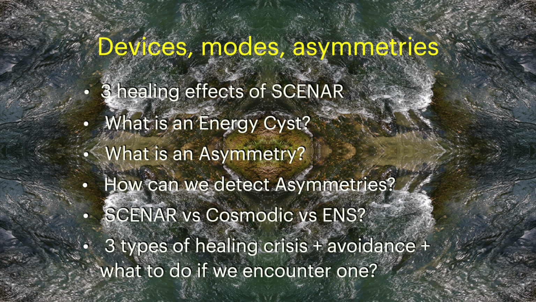What are the three types of healing crisis? How do we avoid them? And what do we do if we encounter one? The first one is simply caused by too much Scenar. We avoid this healing crisis by treating enough to make a difference, and then we stop, to let the body work with the energy before treating again.